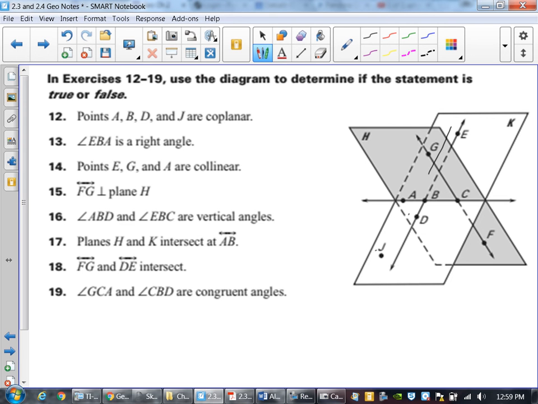Are they on the same line? E, G, and A. Nope.